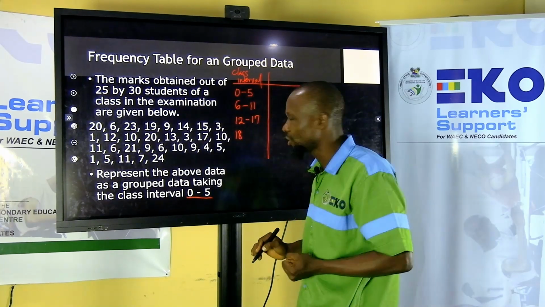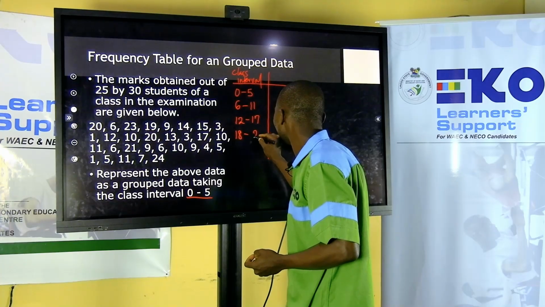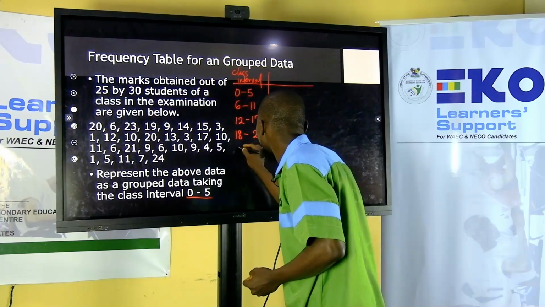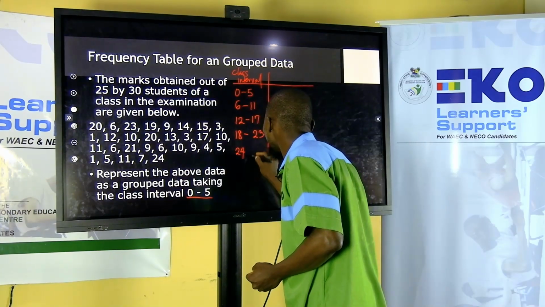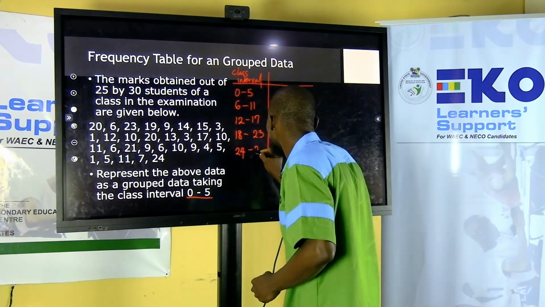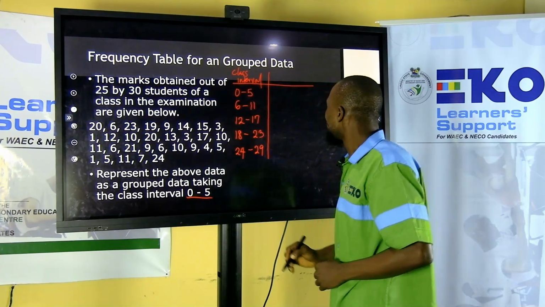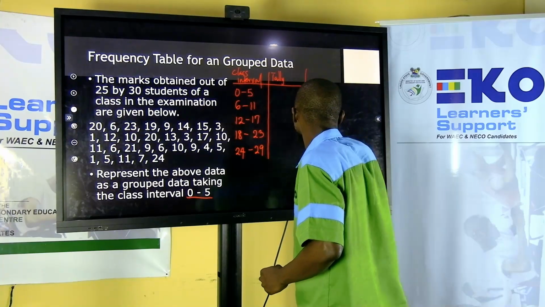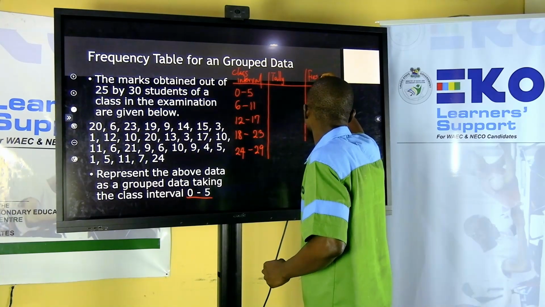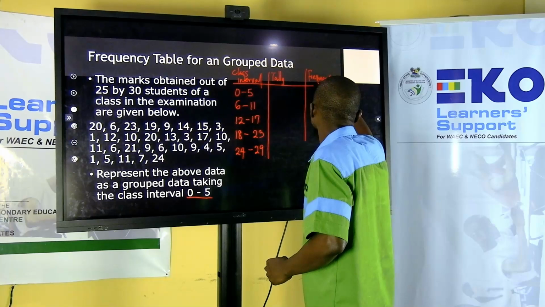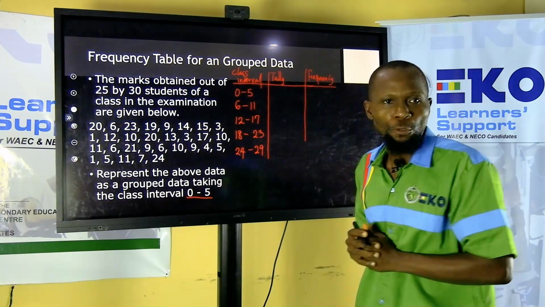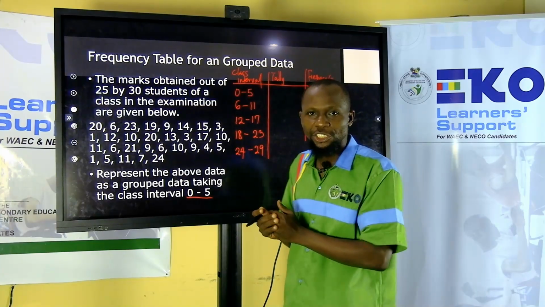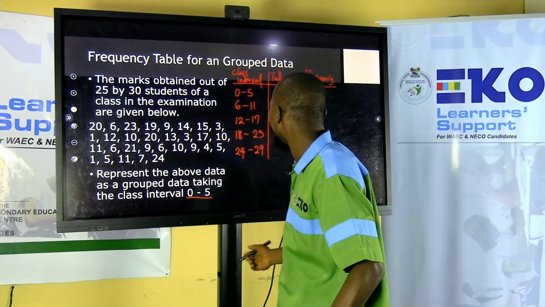Add 5 to it, we have 23. Do we still have another one that is not there? Yes. So the next number here is 24. Add 5 to it, that is 29. Okay, so the same way we did that one, tally, then frequency. All right. So from there, 0 to 5. The same way we did the ungrouped data is what we are going to do here.